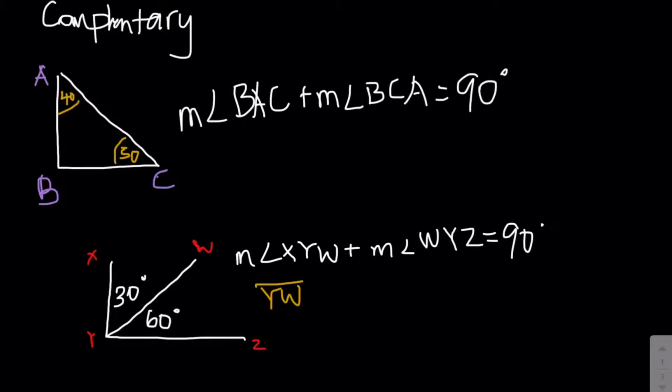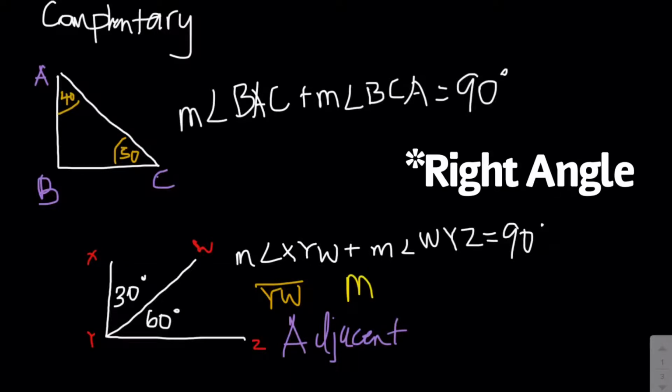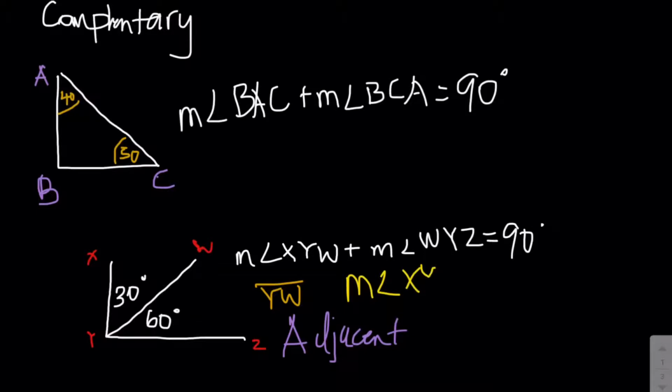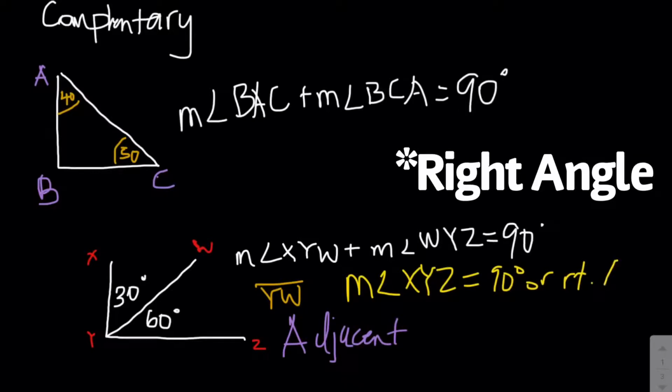So because they're connected, this is called adjacent angles. By definition, adjacent means two angles that are next to each other. So both scenarios are complementary angles, but the example on the bottom is also a right triangle. So measure angle XYZ is 90, or a right triangle.